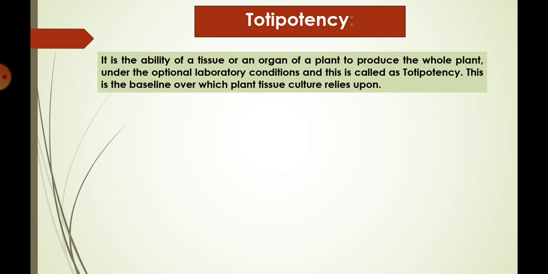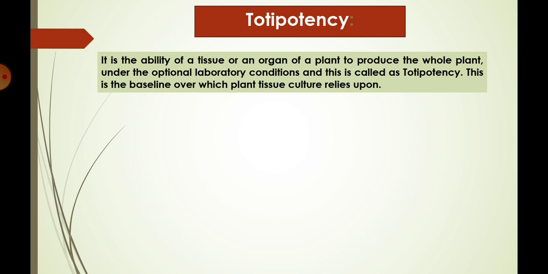So let's know about totipotency. What is totipotency? Totipotency is the ability of a tissue or an organ or a plant part or any kind of cells to give rise to a new plant. That is, we will take one cell or one tissue or one organ, and from that we can make a whole new plant. And the one who has this ability to become a new plant is called a totipotent cell.